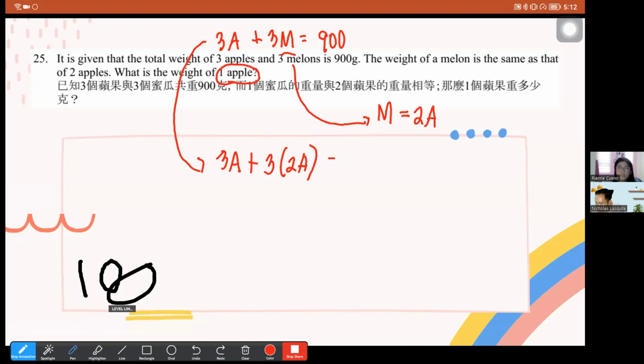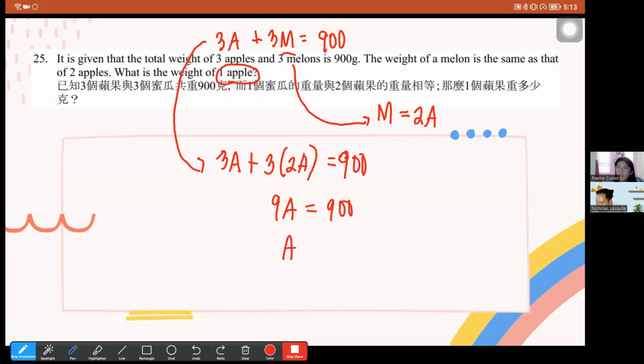So that is 3a plus 6a, which is equal to 9a, equal to 900. So a is equal to 100, because you divide this one by 9 and you divide this one by 9. So the answer here is simply 100. The weight of an apple is simply 100.